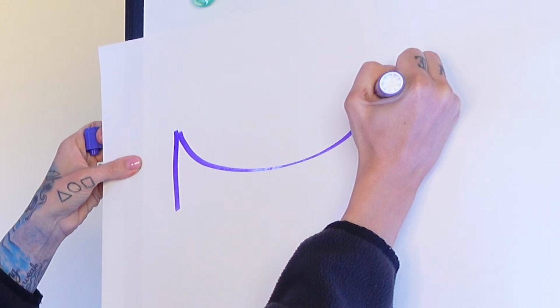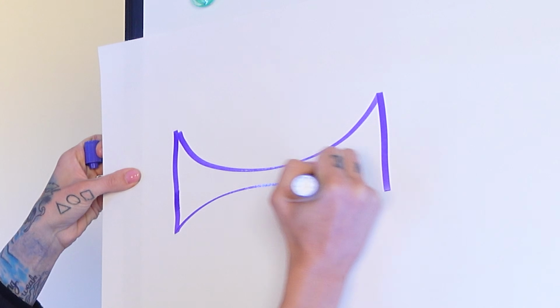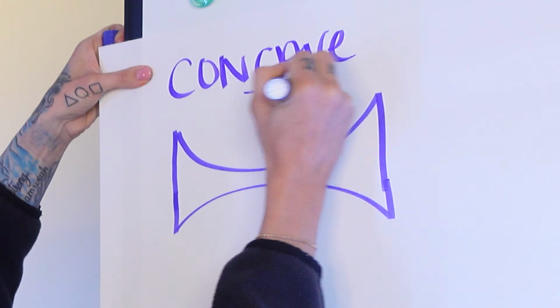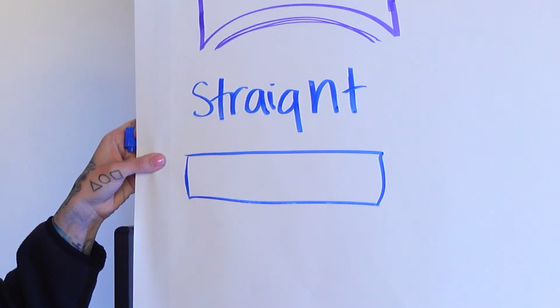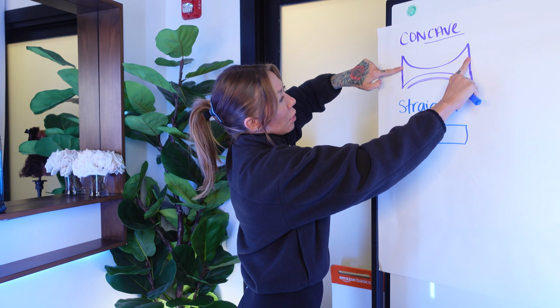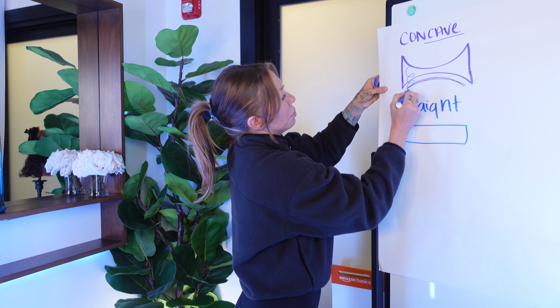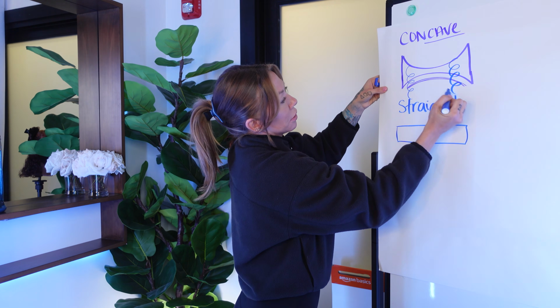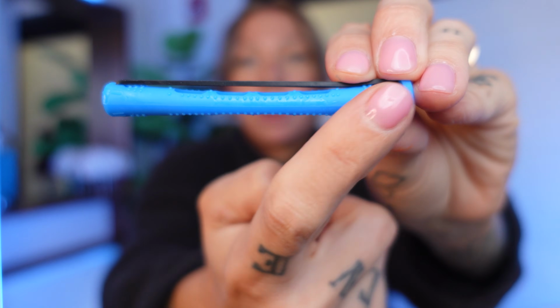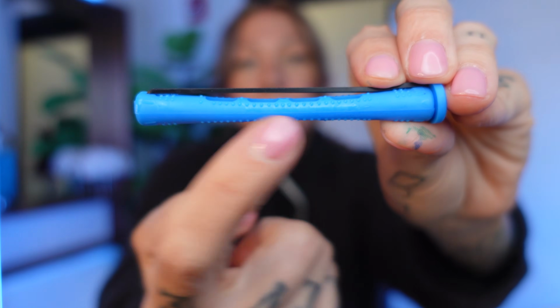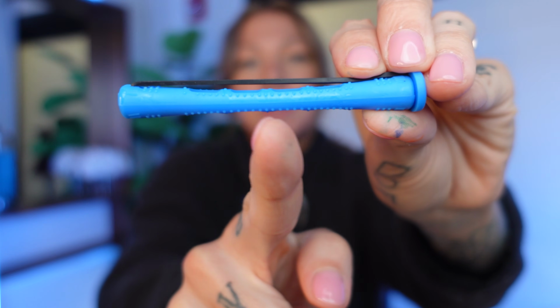So your rods can be concave. This is an exaggeration. Concave. There's a cave right here, or straight rod like that. A concave rod is going to produce a bigger curl at the sides here and a tighter curl in the middle because it's smaller. This blue one is a concave rod. See how it caves in? Bigger on the sides, tighter, smaller in the middle.